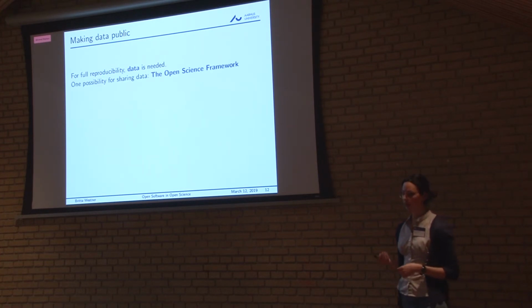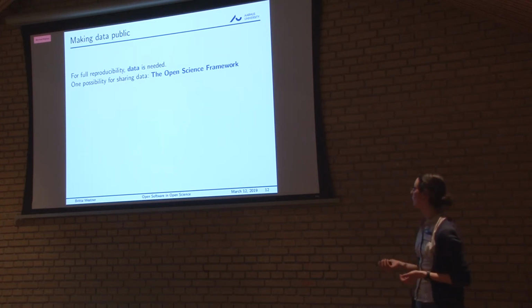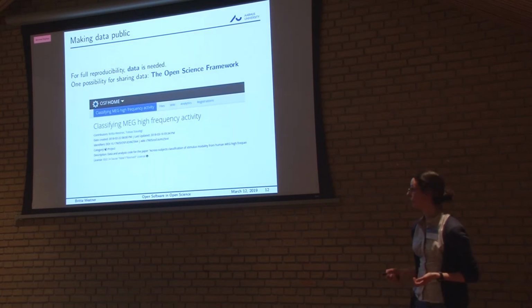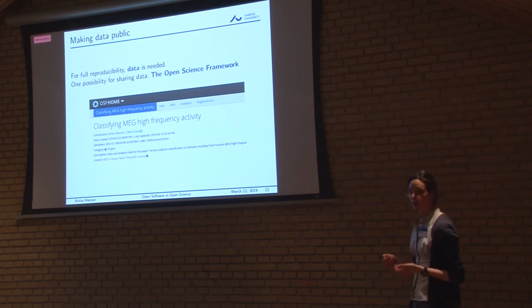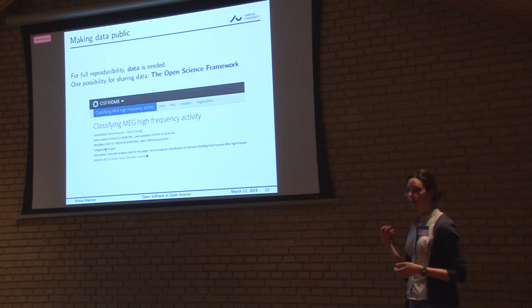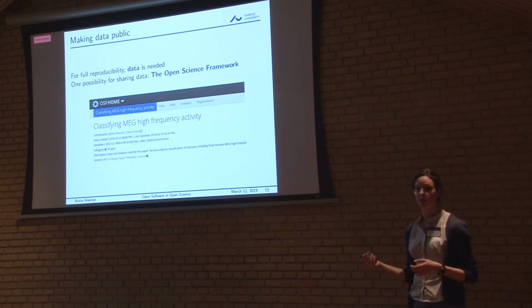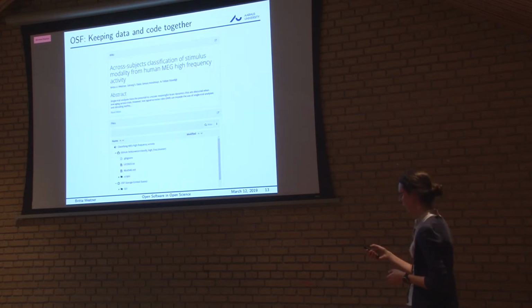So I would like to look at one possibility for sharing your data online, and that's the Open Science Framework. So here, just one example. The great thing is, especially if you publish a paper about those data, you get a DOI with your repository online that you can take. A lot of journals nowadays want that from you. But let's look a bit closer.